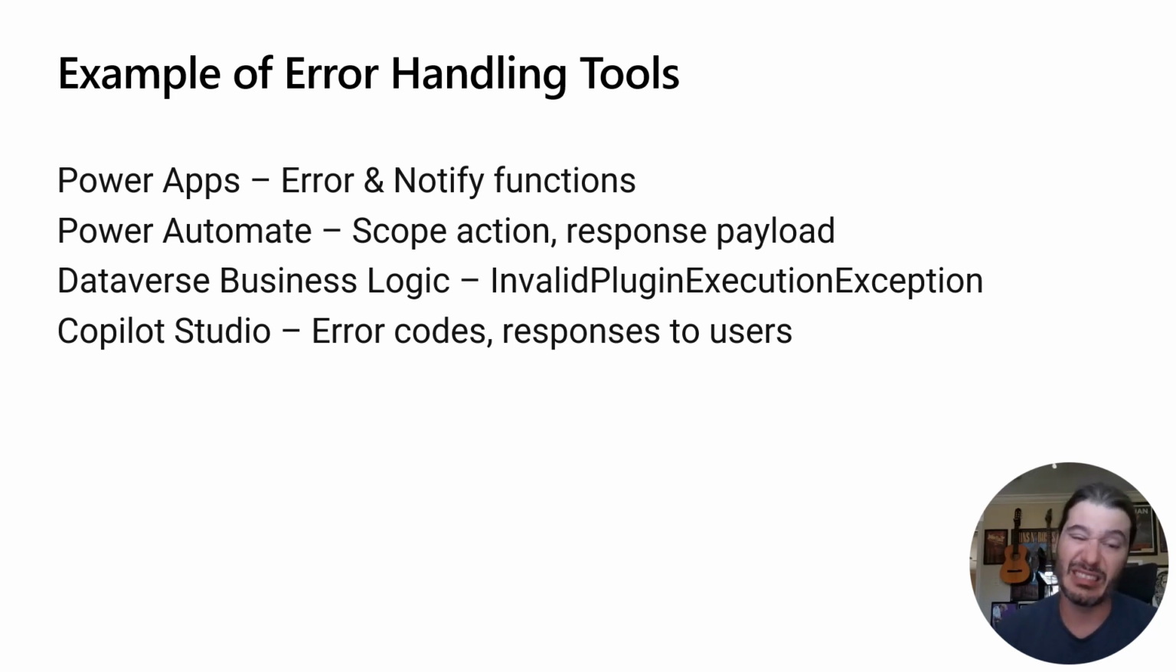On Dataverse, we have business logic, so that's typically your plugins. You'll have an invalid plugin execution exception message. So that's something you want to pass back. That tells the platform that this is a handled exception. It'll write to, for instance, logs. It'll write to the plugin trace log. You can also add in logging as well. We'll talk about that here in a bit. But that's the standard object that you want to pass back to the platform when there is an error occurring in your business logic.